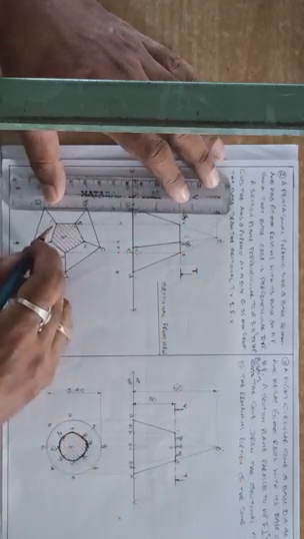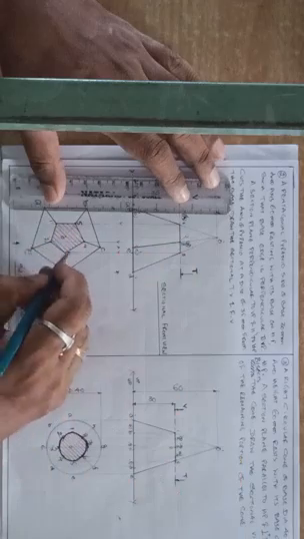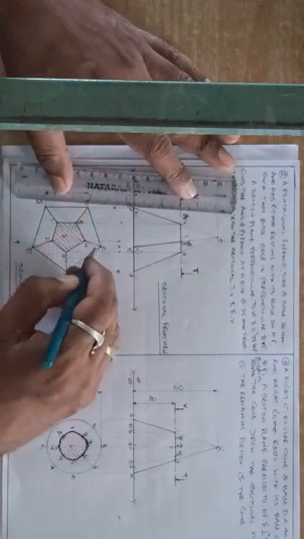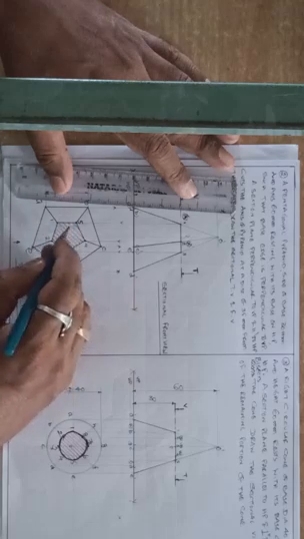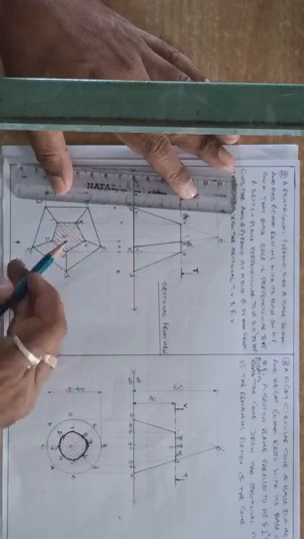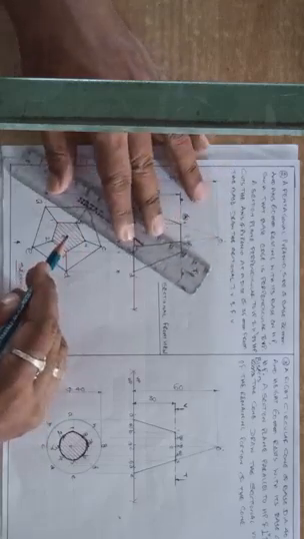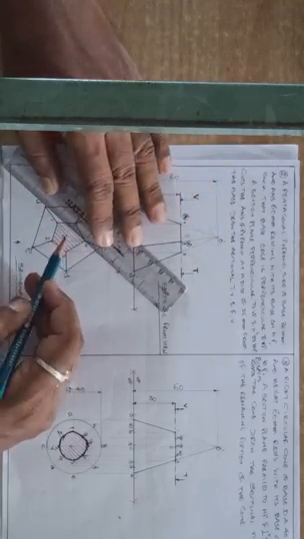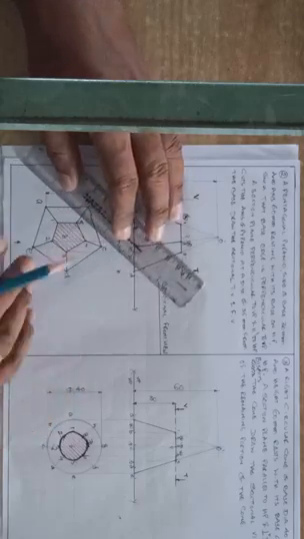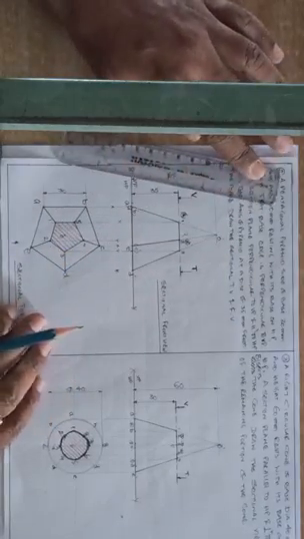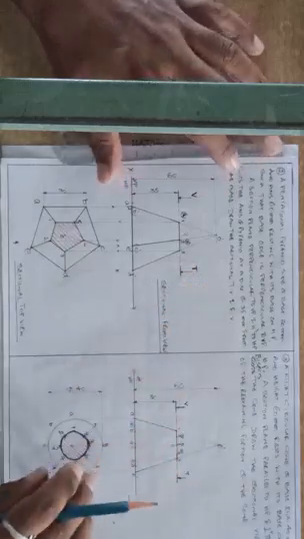So now these are the points 1, 2, 3, 4, 5. So join them, make thick lines, and the remaining portion also make thick lines, and this is the sectioned portion. It has to be shown by hatched lines at an inclination of 45 degrees. Okay, like this, practice the pentagonal pyramid.